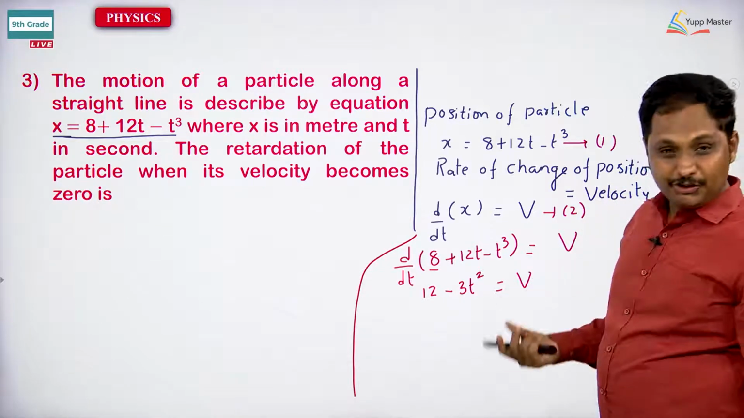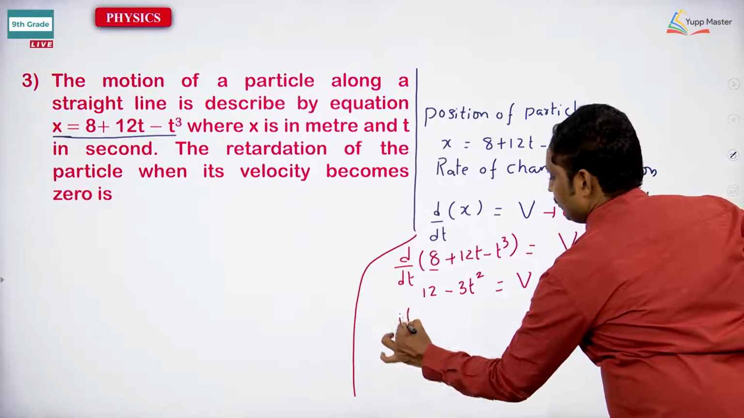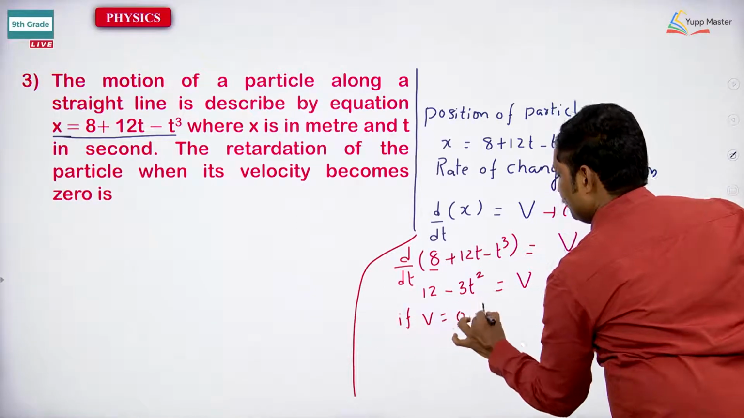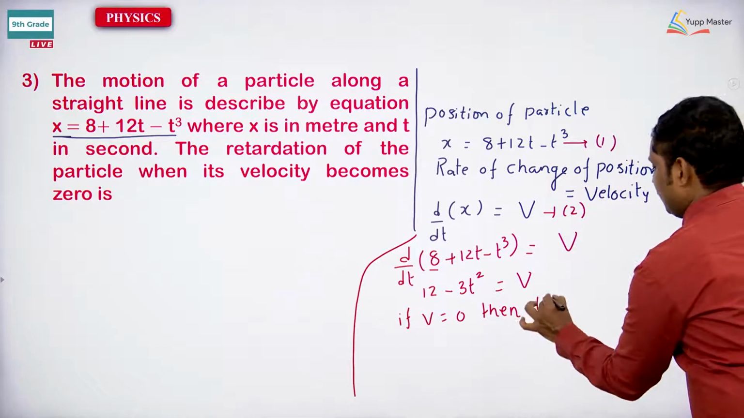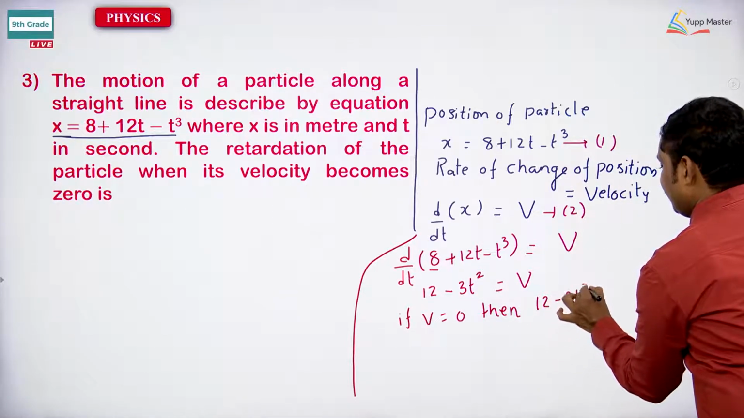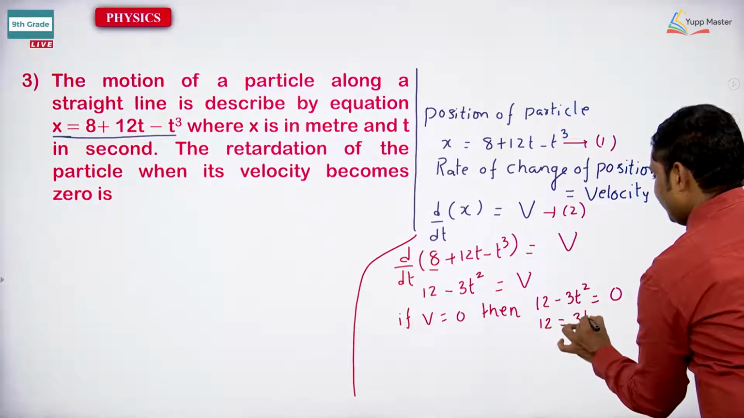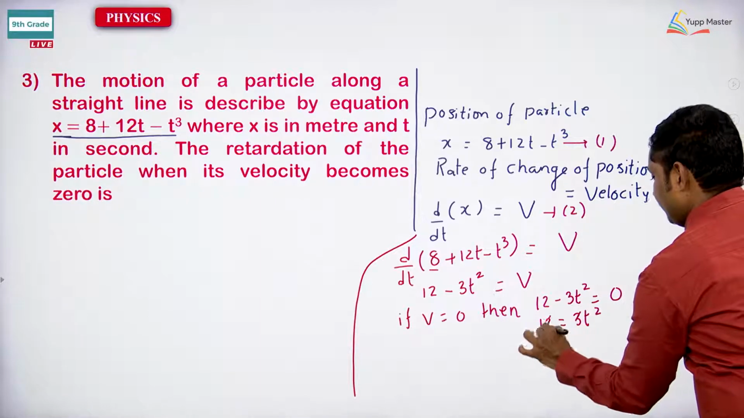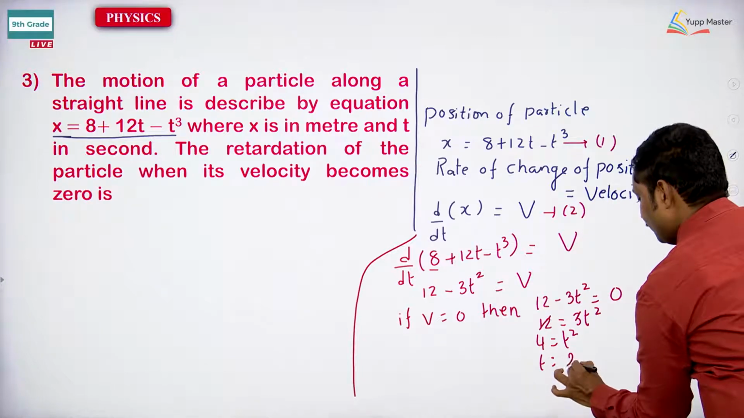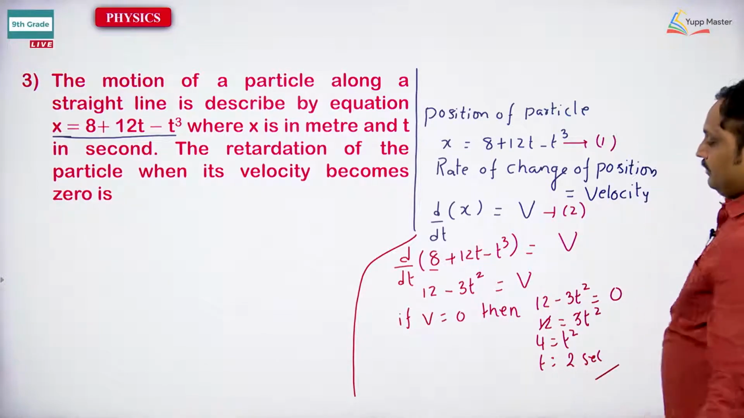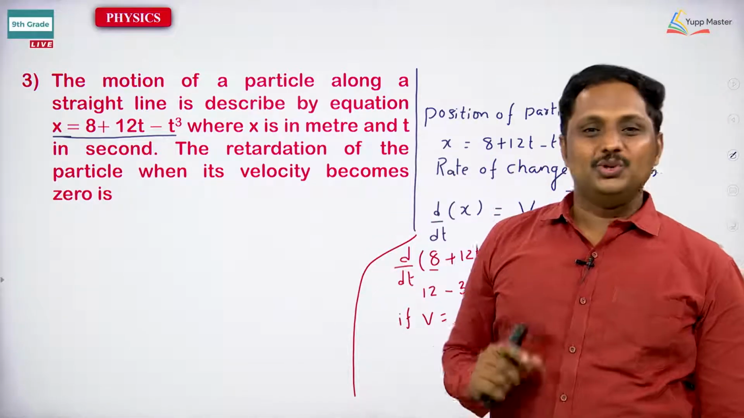Its velocity becomes 0. If v is equal to 0, then 12 minus 3t square is equal to 0. 12 is equal to 3t square. So, you will find out that 4 is equal to t square, t is equal to 2 seconds. It is very clear, they have given the condition that velocity is equal to 0.